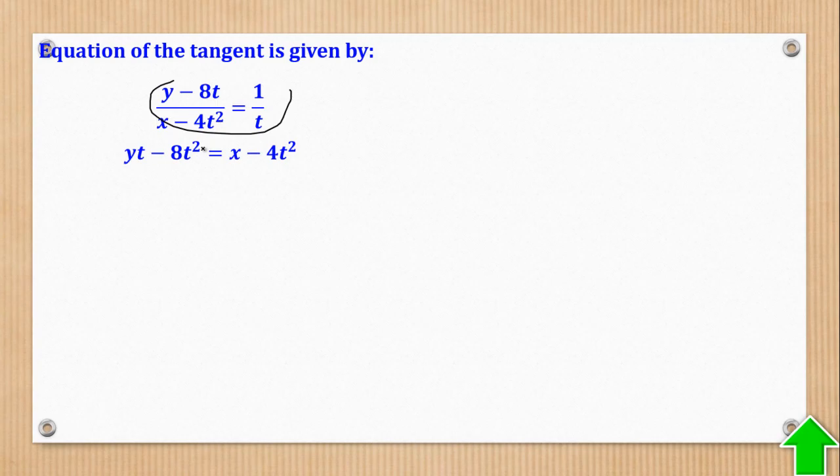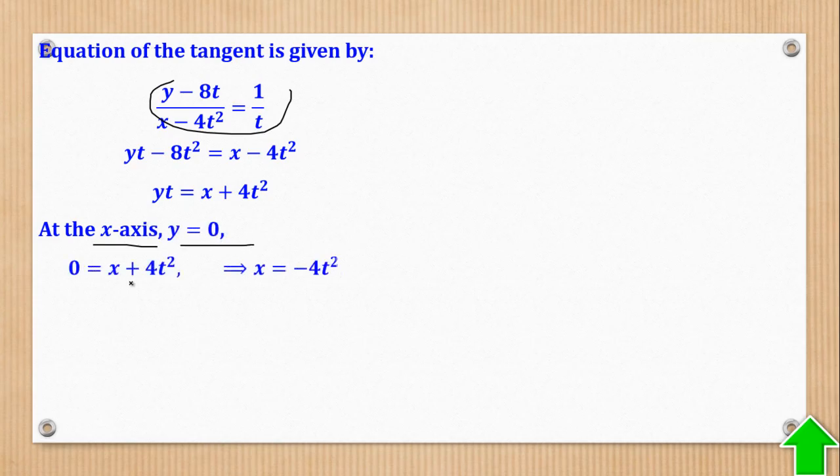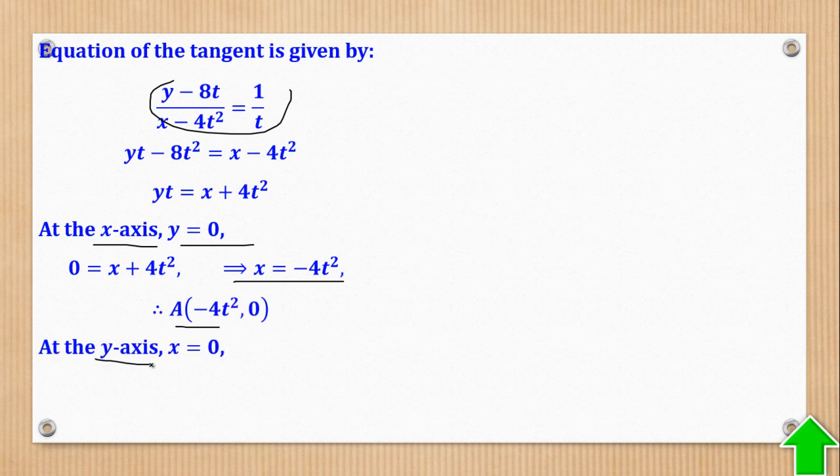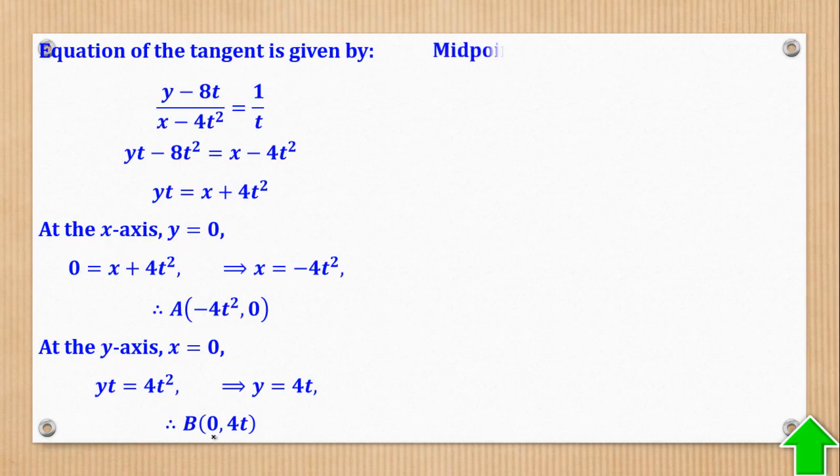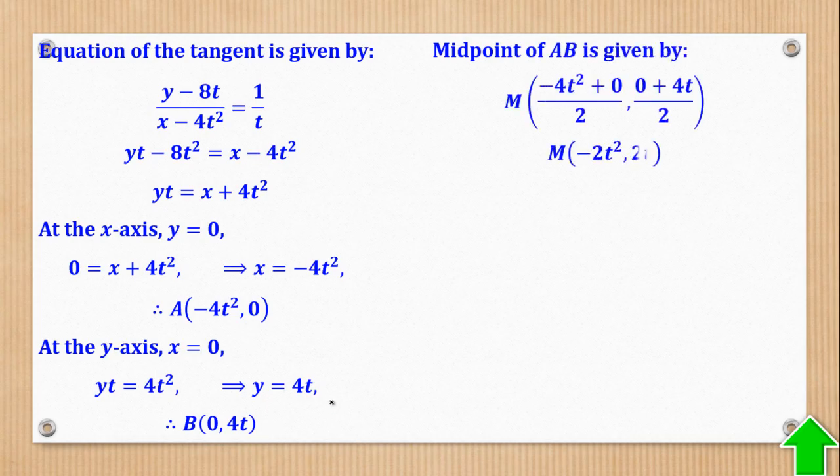Equal gradients, cross multiply, rearrange. Then at the x-axis, y is equal to 0. So when y is equal to 0, x is that. Therefore, point A is given by those coordinates. Then when x is 0, you come up with that. Therefore, point B is that. Then midpoint is got by the average, which is that.